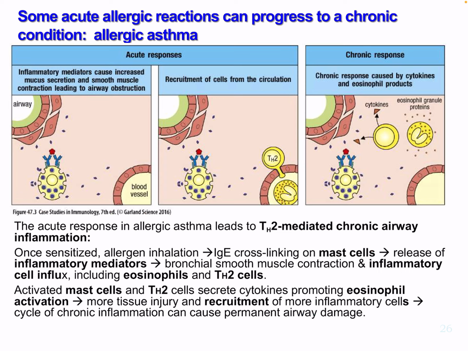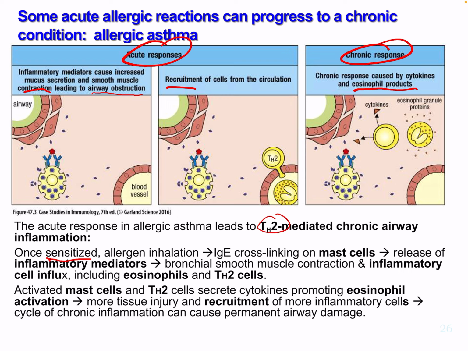So how can these acute reactions progress to chronic conditions such as allergic asthma? In our acute response, we have our inflammatory mediators, which cause increased mucus secretion and smooth muscle contraction, leading to airway obstruction. And there's recruitment of cells from the circulation. So this is our acute response, compared to the chronic response, which is caused by cytokines and eosinophil production. So the acute response in allergic asthma leads to Th2-mediated chronic airway inflammation.